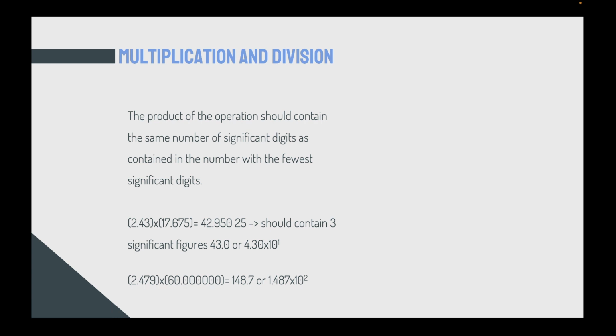So either you say 3.0 or you say 4.30 multiplied by 10 to the power of 1. You guys are good with that? Okay. Now for the other number, you would say 2.479 multiplied by 60. And remember, if I give you only 60, that's 60.000 as much as you want. So you go with the least one, which is 2.479. Then your result would be 148.7 or 1.487 multiplied by 10 to the power of 2.